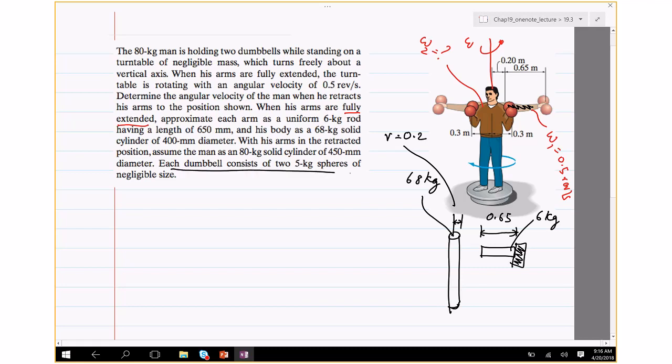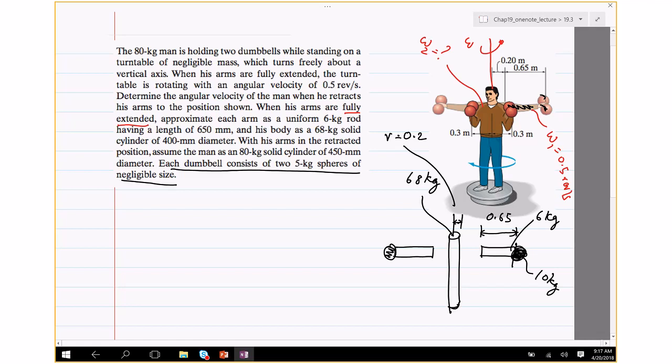Each dumbbell consists of 2 spheres of 5 kgs of negligible size. So when the size is negligible, you can treat them as particles. So let me put a particle here. And the weight is, well, it's 5 kgs for each of those balls. So there are 2 balls which make a dumbbell, so it's going to be 10 kgs, right, because the 2 of them. Okay, so that's on the one side. You'll have the same thing on the other side.